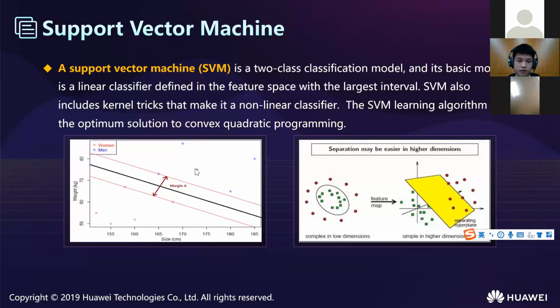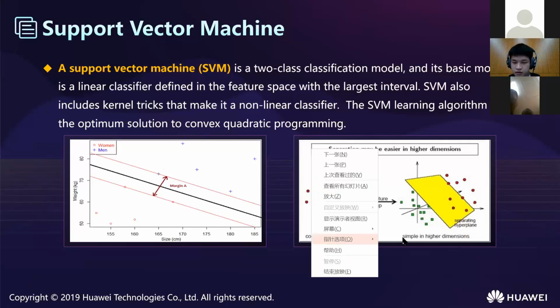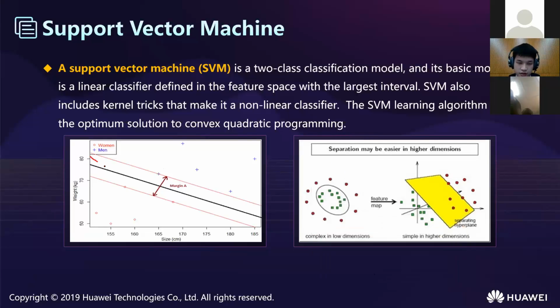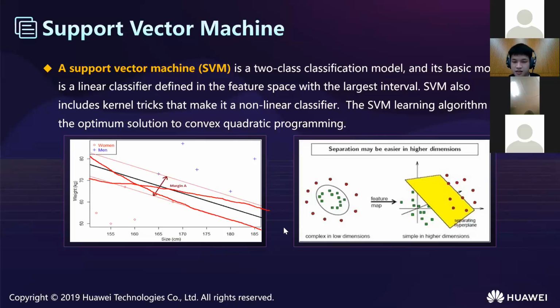The blue plus means the data of the man, and here the red circle means the woman. And we hope to classify the woman and the man. There are a lot of lines; for example, this line can also classify these 2 classes, and of course this line. So how to choose the best line? That is a problem.